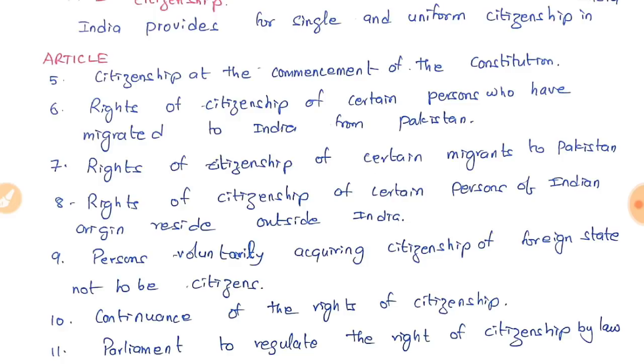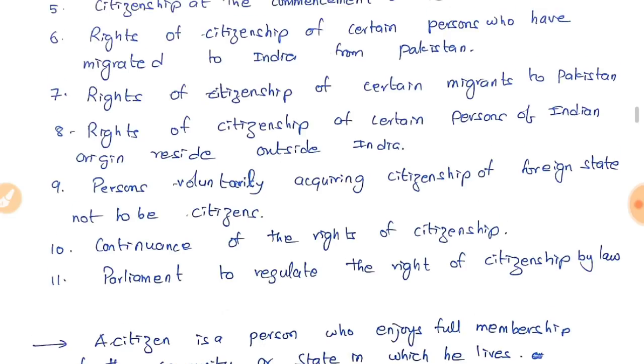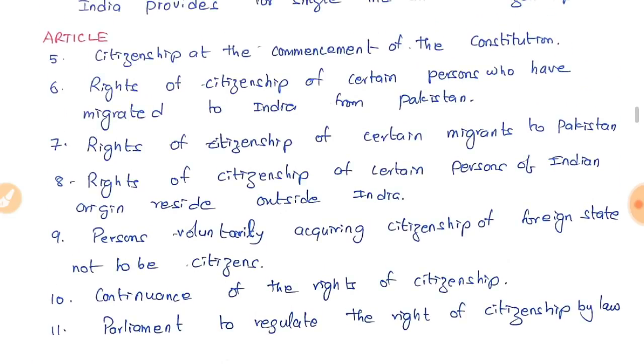So, whoever voluntarily acquires citizenship from other countries or foreign states is not meant to be a citizen anymore. That we are going to see again here. Continuance of the rights of citizenship, and Parliament to regulate the right of citizenship by law, friends. These are actually not the articles as they are. It is giving what the articles are talking about, the gist of the article.